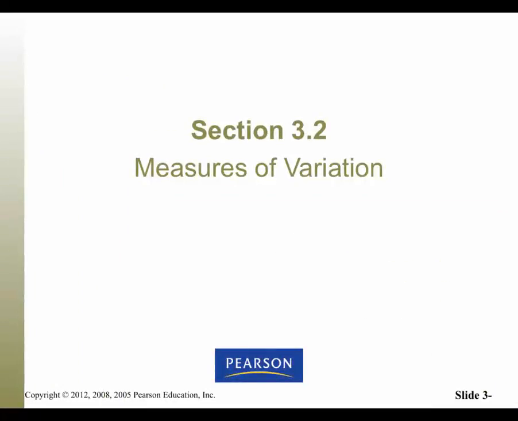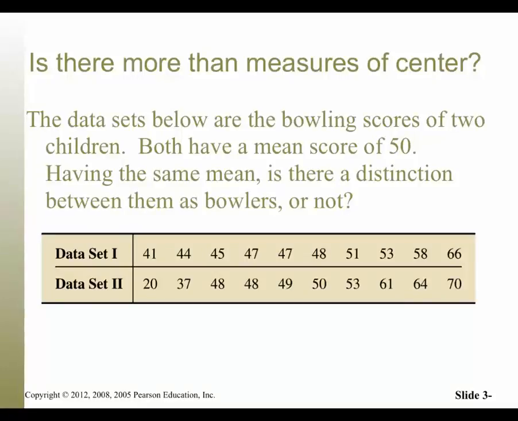So then the next thing we want to look at is measures of variation. We'll just start this and then we'll do most of it Friday. Okay, so the data sets below are bowling scores of two children. Both have a mean score of 50. What does that mean, a mean score? So they're both about 50-point bowlers. Having the same mean, is there a distinction between them as bowlers or not? They both bowl around 50 on average. Are they basically the same bowler or not?